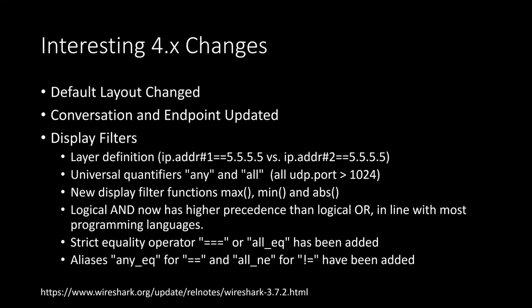Okay, now let's talk a little bit about the display filtering that's changed. We have something called a layer definition filter now. Sometimes inside of packets you may see one protocol encapsulated inside of another protocol encapsulated inside of another protocol. So you may end up with something, for example, where you have multiple IP headers and multiple places where you have IP addresses. You can now specify which IP addresses you are interested in, the first instance or the second instance, let's say. So I'll capture some traffic and just show you that.